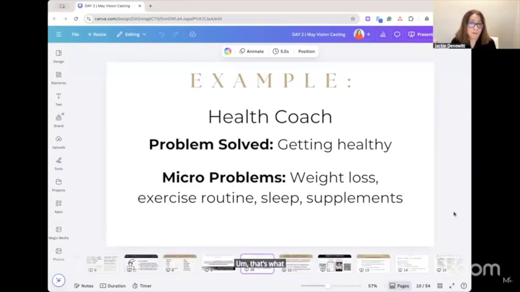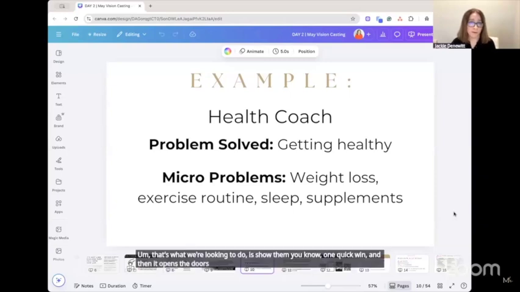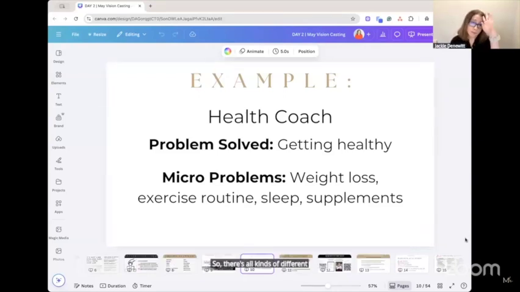That's what we're looking to do, is show them one quick win, and then it opens the doors to where we ultimately want to take our ideal client with our offer. So there's all kinds of different examples that we could go into with this. I think this is probably one of the easier ones.